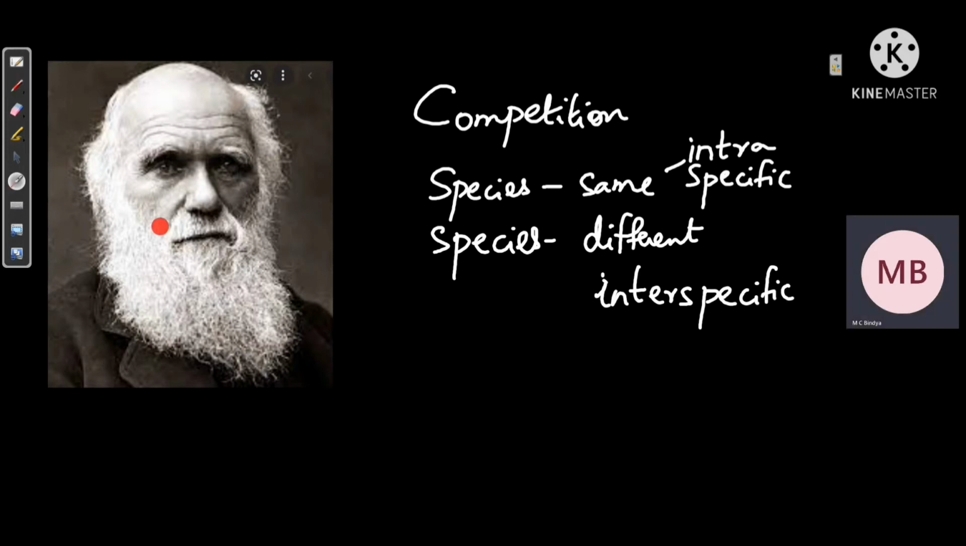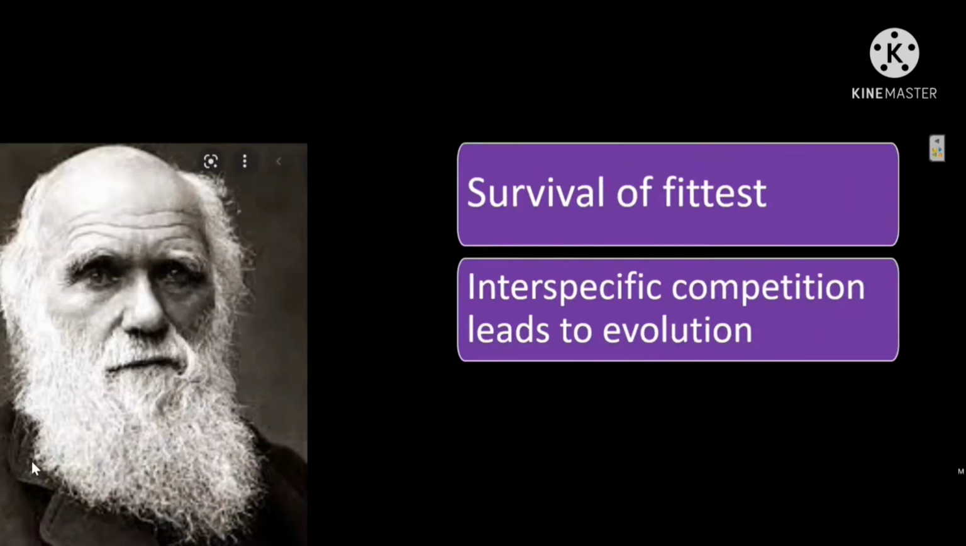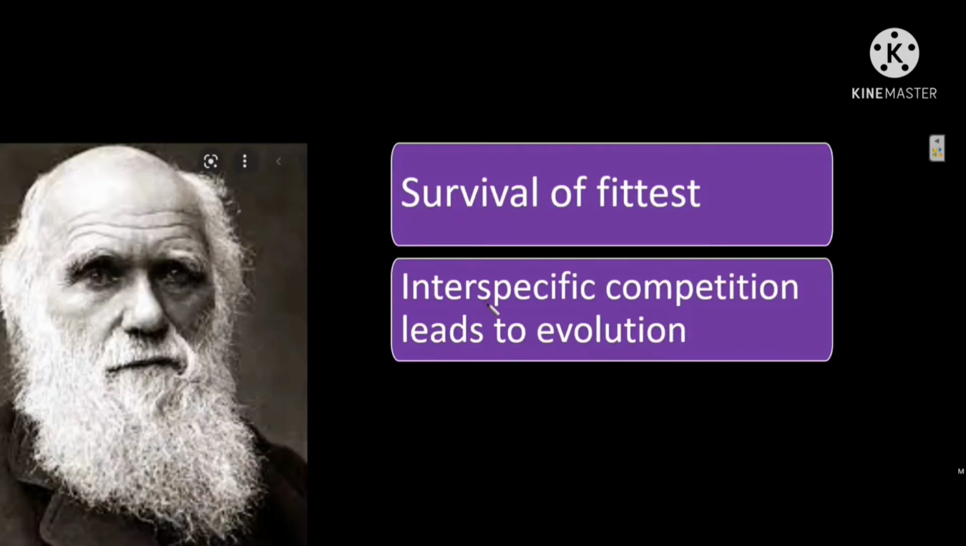According to Charles Darwin, nature selects only those species which are fittest. So they struggle for existence, and those who are fit, only they would survive. The others would be eliminated. According to Charles Darwin, interspecific competition leads to evolution.